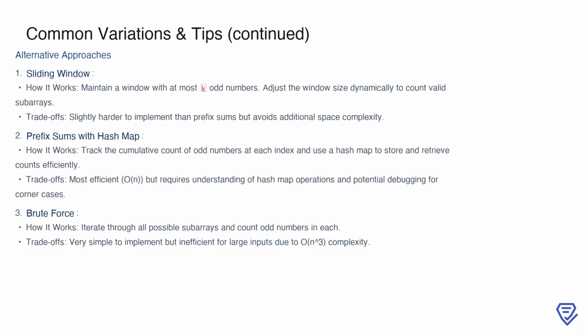Finally, there's the brute force approach, where you iterate through all possible subarrays and count the odd numbers in each one. While this method is simple to implement, it's highly inefficient for large inputs due to its O(n^3) complexity. Choosing the right approach depends on the problem constraints and your familiarity with these techniques.